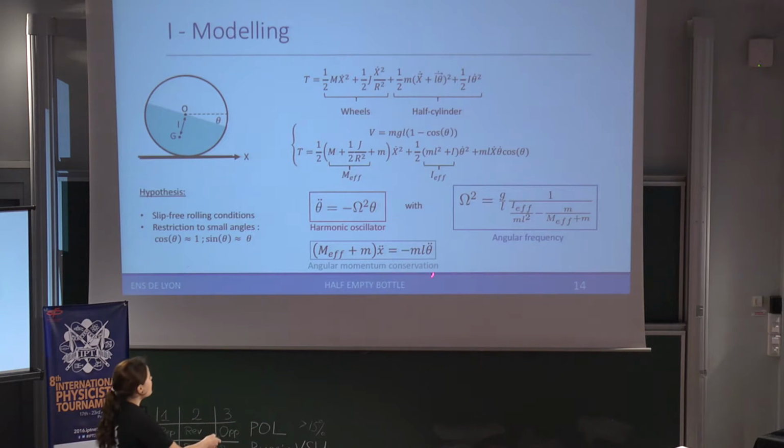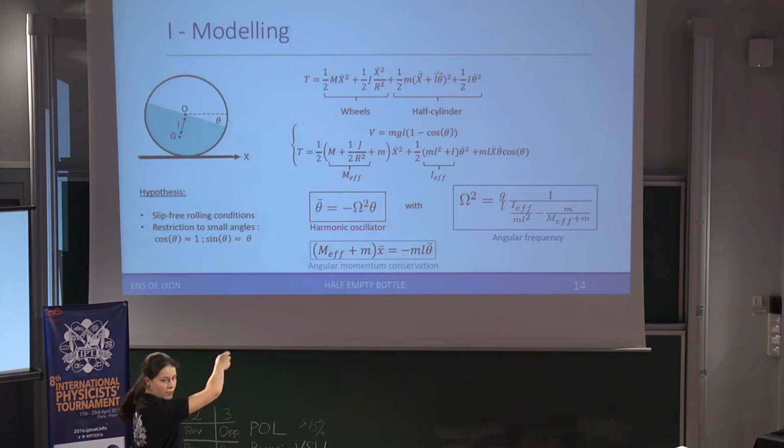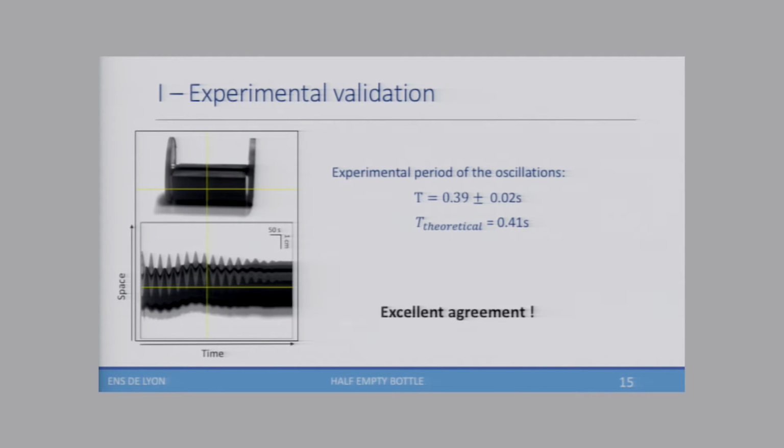And also, in this second equation, you can remark that it's simply the equation given by the angular momentum conservation. And so here, the angle is the angle of the water inside the bottle, and x is the position of the whole system. So we make an experimental validation for this simple model. And so we measure experimentally the period of the oscillation by making a spatio-temporal analysis, and it's in excellent agreement with the theory we have just seen.